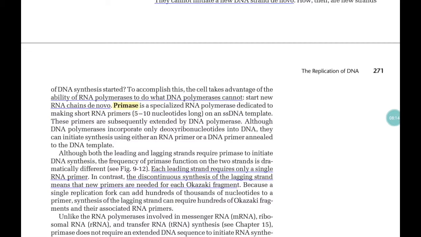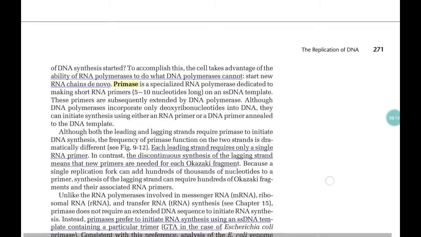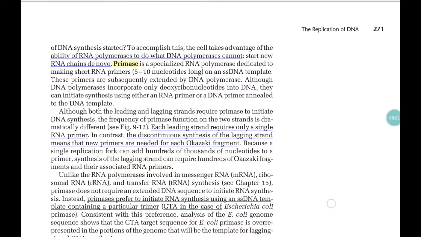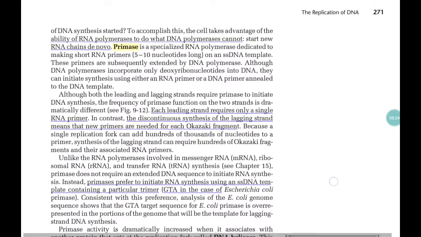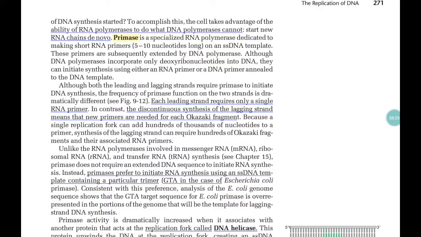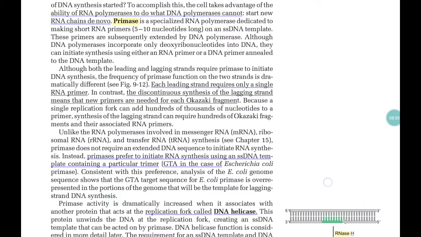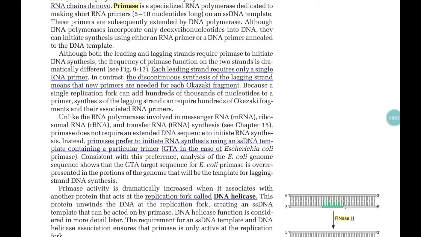RNA polymerase has the ability to do what DNA polymerase can't: start new strands de novo, using the enzyme primase, which is a specialized RNA polymerase. The leading strand requires only a single RNA primer. In contrast, the discontinuous synthesis of the lagging strand means that new primers are needed for Okazaki fragments.